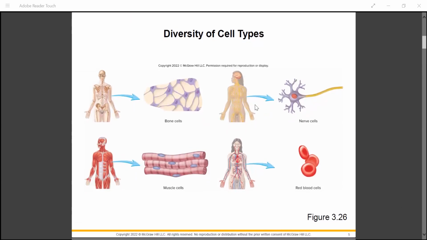So we talked about the process of differentiation in our last lecture, our chapter 1 lecture. So there's different cell types. So some common types that are shown here, we have bone cell, nerve cell, muscle cells, and red blood cells. And you'll notice that they all look very different from each other, and that's because they have very different functions. So they are structured to perform their specific function.